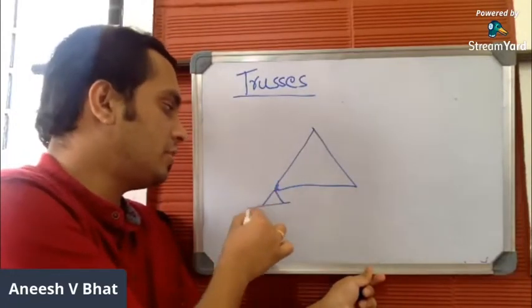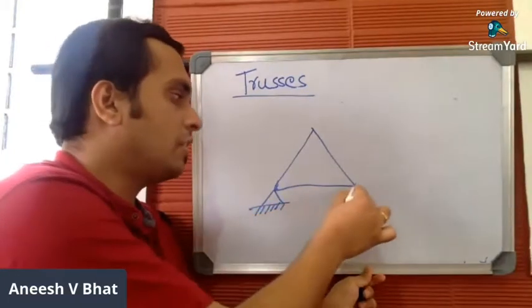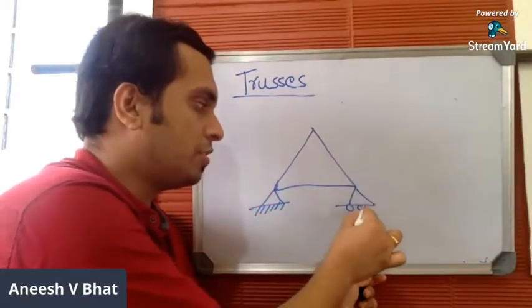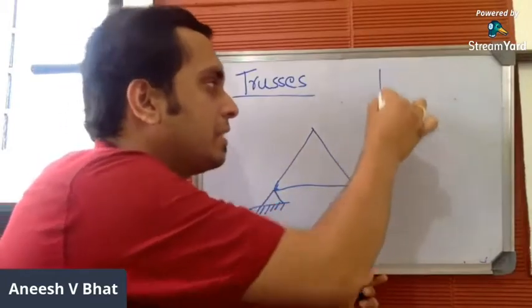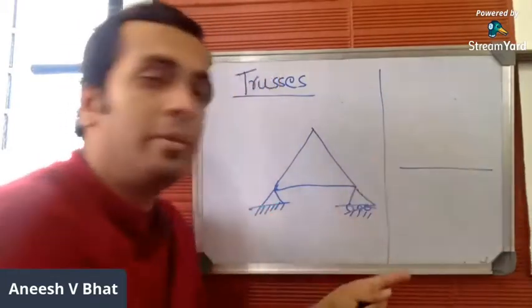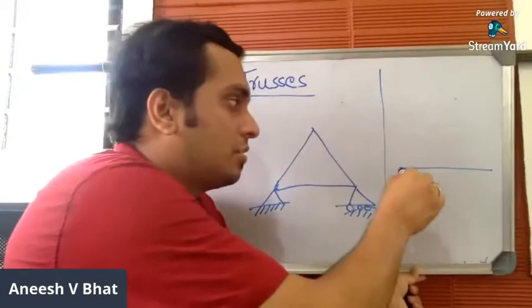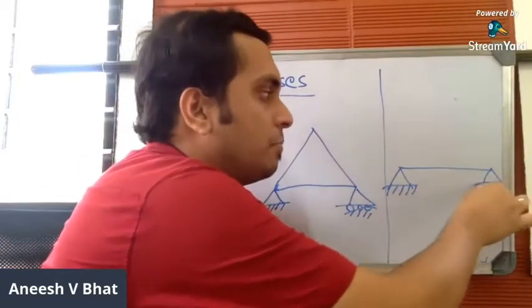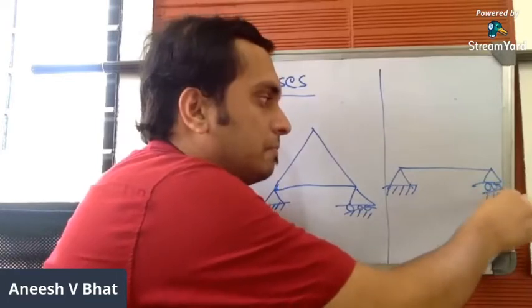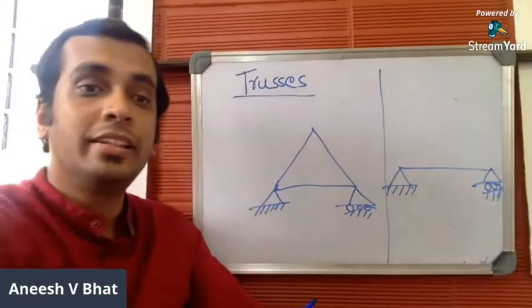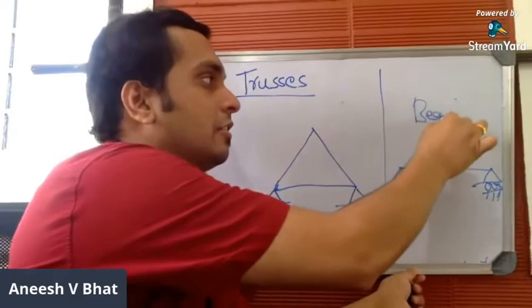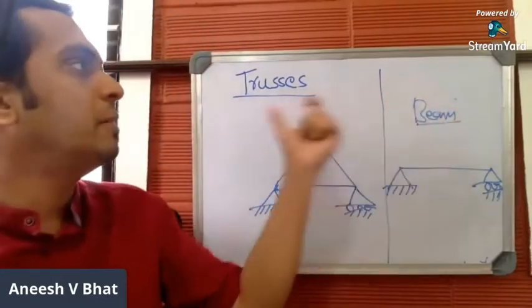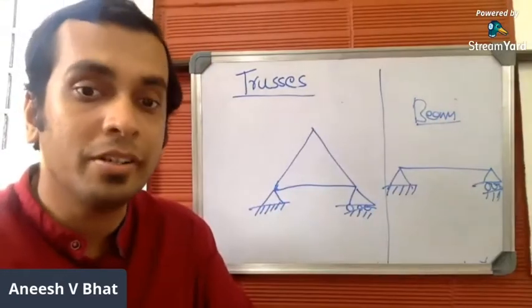And let me consider the hinged support and the roller support supporting this particular truss. And let me consider a beam as well. A beam is a single entity, a single structure with, say, a hinge support and a roller support. Let us try to understand the difference between beam and trusses.